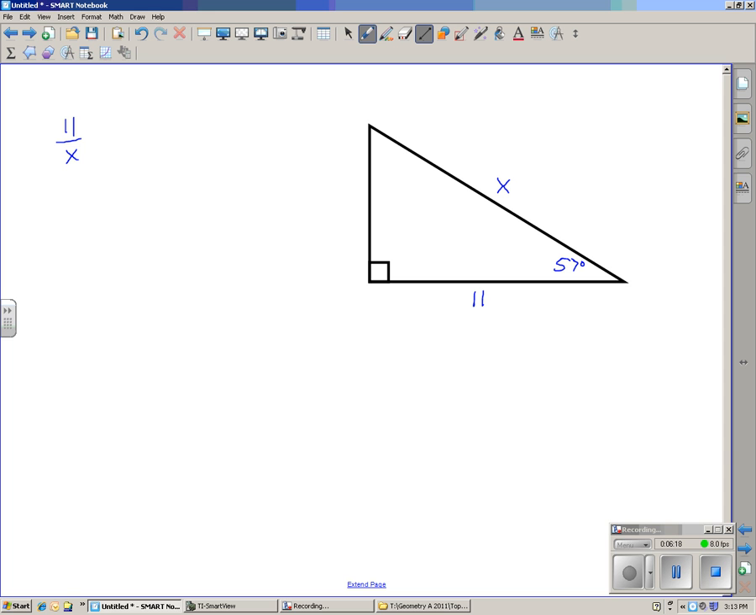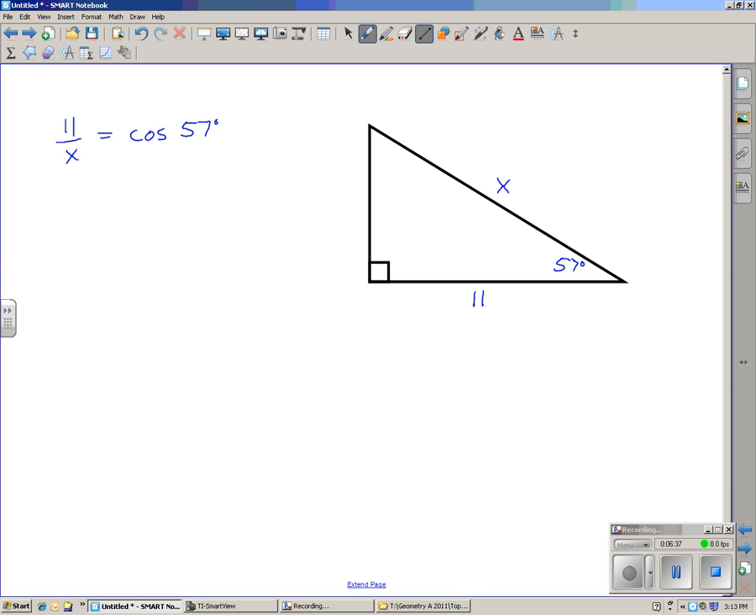I can't write x over 11 because I don't have any of those ratios that's the hypotenuse over the adjacent. But I do have one that's the adjacent over the hypotenuse, and that's called the cosine. Now the reason I'm doing this example is because sometimes students have difficulty when the variable is in the denominator.